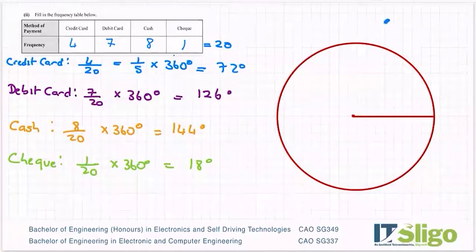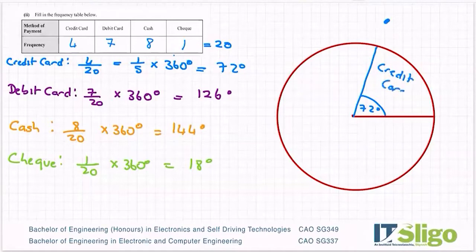So 72 degrees is somewhere here. So from here up to that little tick mark, I draw in my line as such. So 72 degrees, and you put in what category it is. So it's credit card. And you can see that your 90-degree angle would have been that, that's a 90-degree angle. So that looks about right for 72 degrees.